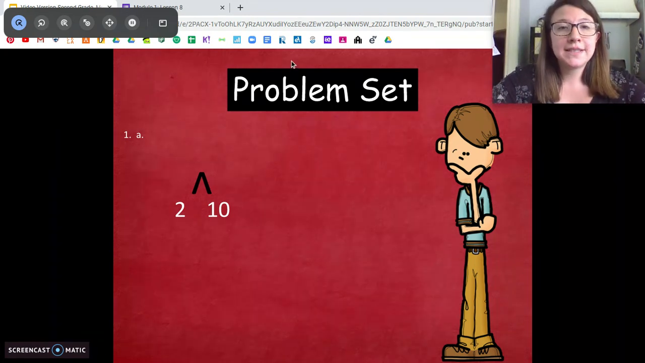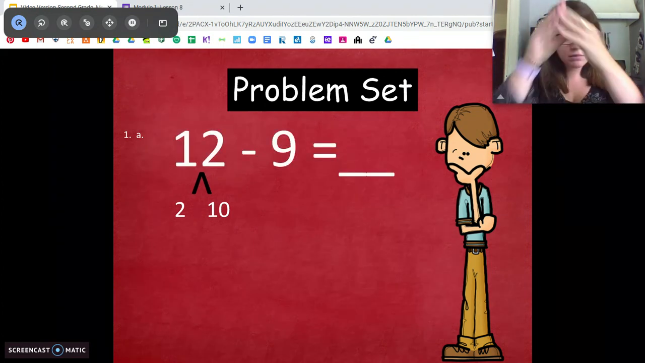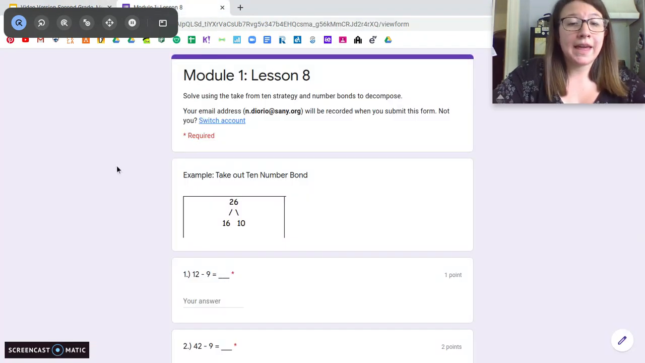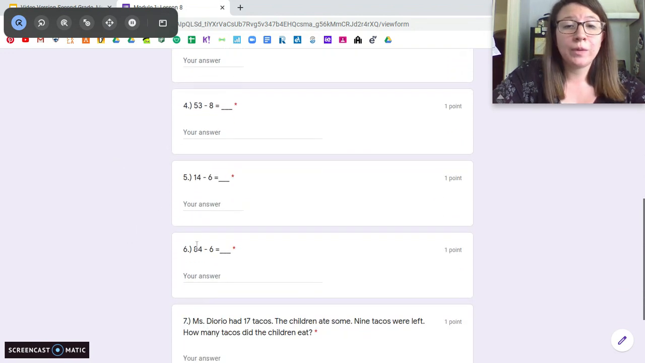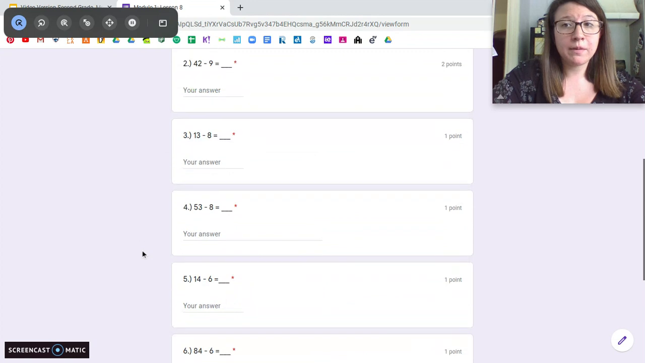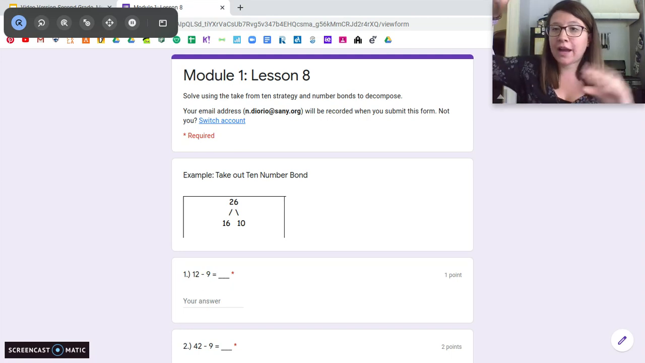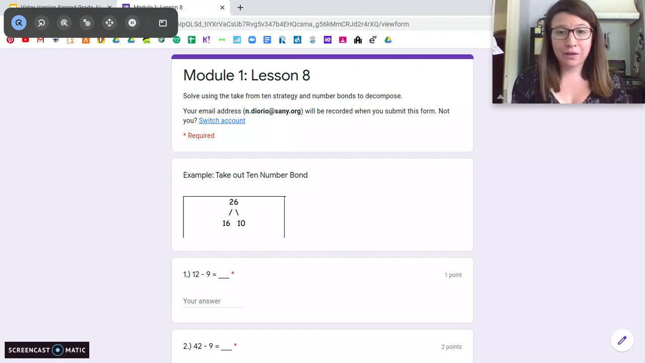So your problem set today is going to be going over these facts. It's going to start you off easy with a 12 minus 9, take out the 10, and then go from there. Solve it with those steps. Then it gets a little bit harder. We have 42, we have 53, we have 84, and we have a word problem. Solve it the same way. Use your strategies. Take out 10, find your other part, subtract, and add. You got this. If you need any help, let me know. Otherwise, I think you're going to do great. Use pictures to help you.